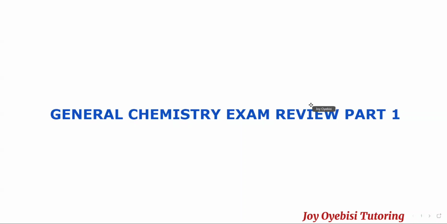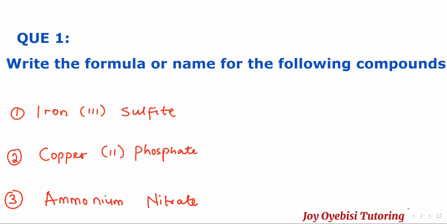In this video, we're going to be reviewing some general chemistry exam questions. So for the first question here, we're asked to write the formula or name for the following compounds. This one here says iron 3 sulfite.